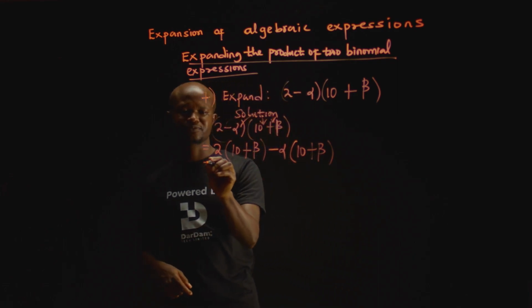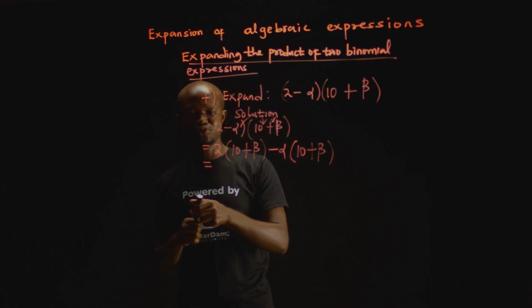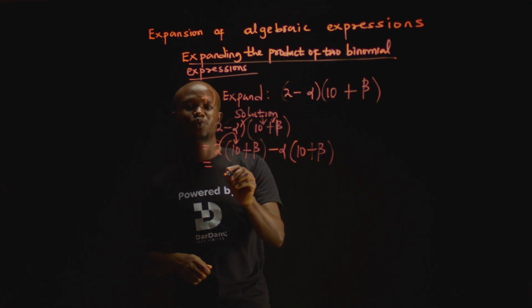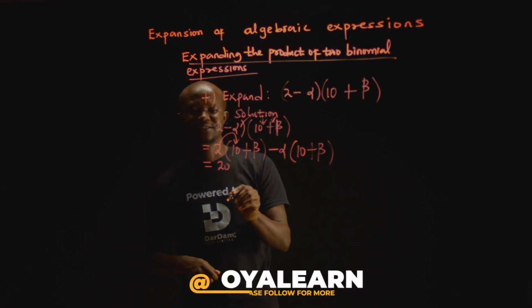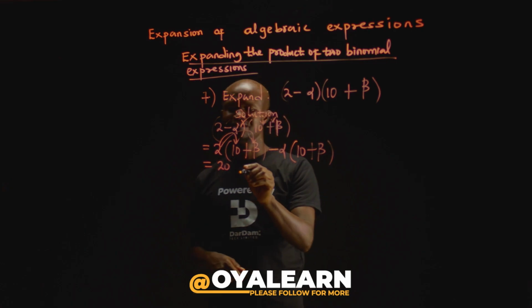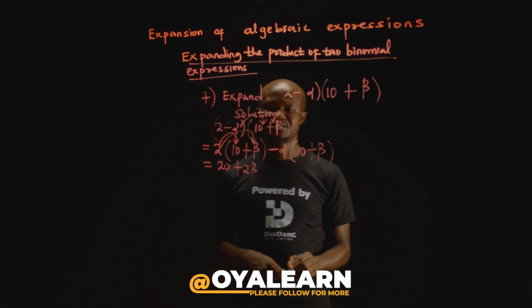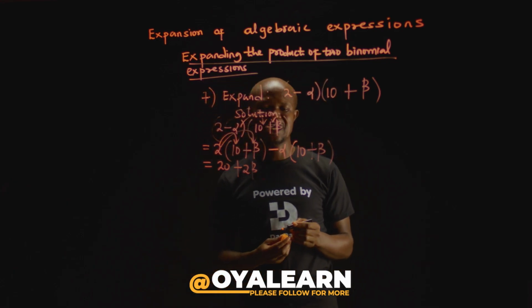Now, expanding the brackets. 2 times 10 here, what do we have? We have 20. Then we use that same 2 to multiply plus beta. That is 2 beta. Now we go to the second part.